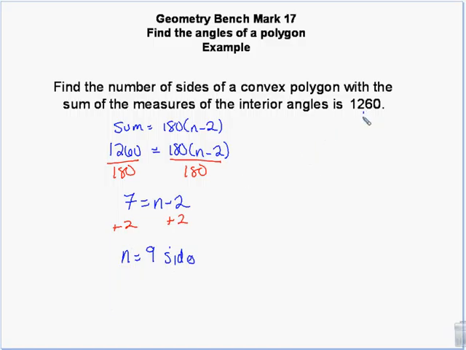So take this, divide by 180, add 2. So basically you're working backwards. Whereas before you subtract 2 and then multiply by 180, now you divide by 180, add 2. So here's with the algebra, here's without the algebra. Same process, just written in a different way. So pick the way that makes more sense to you.